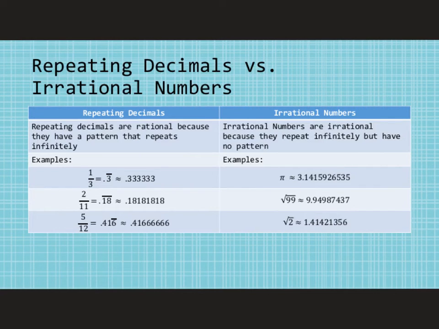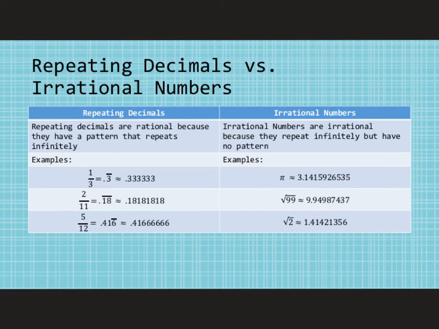Like the square root of 99 is 9.94987437. No pattern. And it never ends. So it's irrational. Another one that's not a square root is going to be the number pi. 3.14159265535. If you try to find the end of pi, you can't. There are computers that have been working on pi for a long time, and they still haven't found the end. Pi goes on forever and ever.